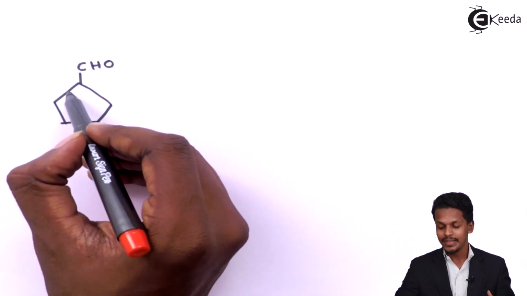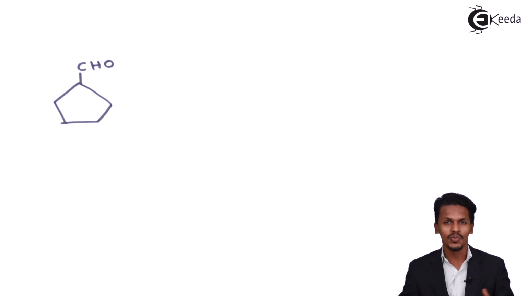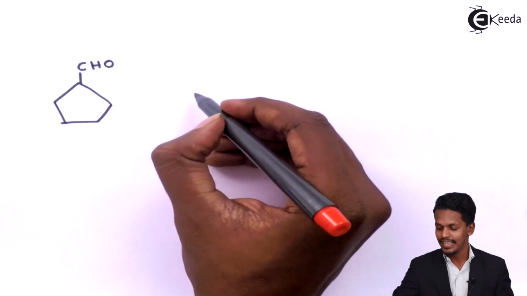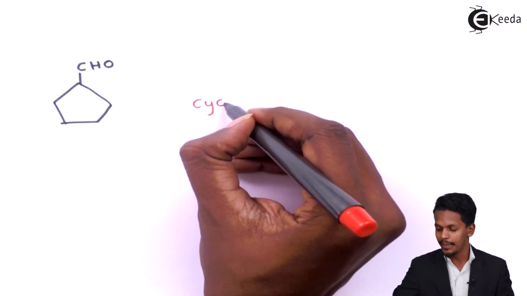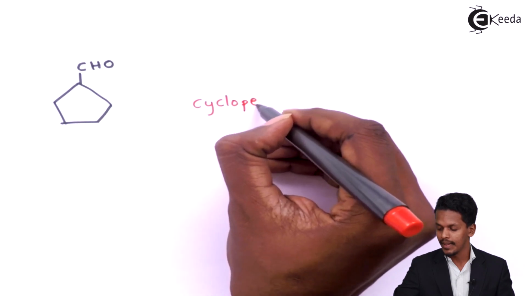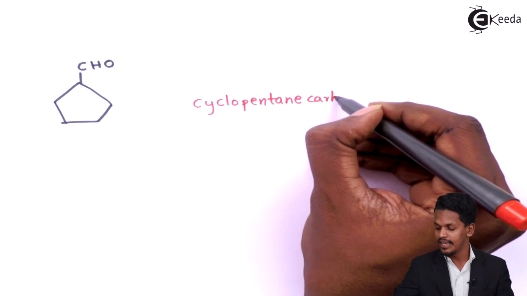So this CHO group is attached to this ring, and this ring is nothing but cyclopentane. So what would be the name for this one? As we have discussed about the third point, I'm talking about the IUPAC name, so this could be named as cyclopentanecarbaldehyde.